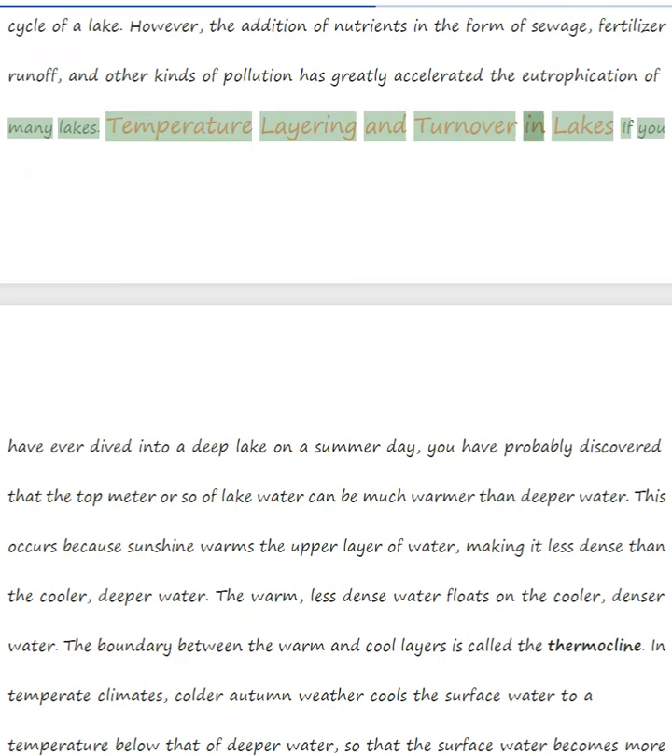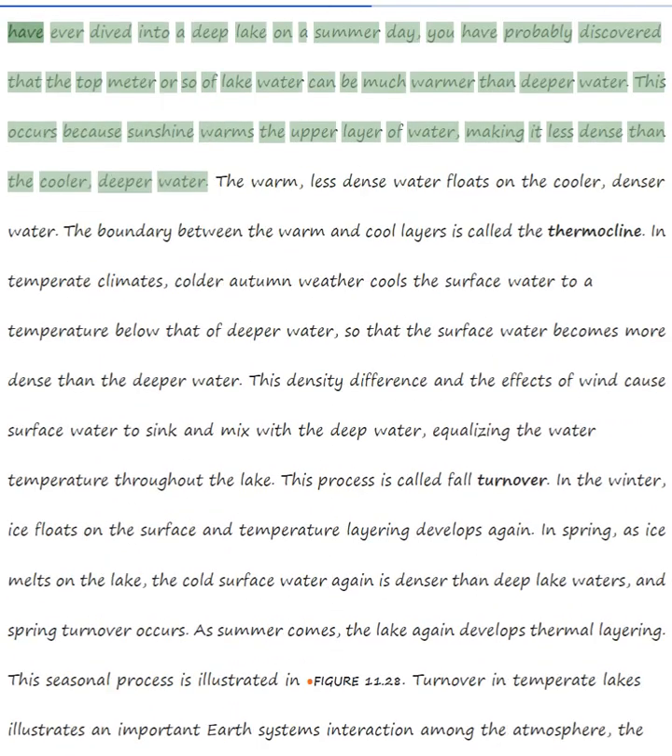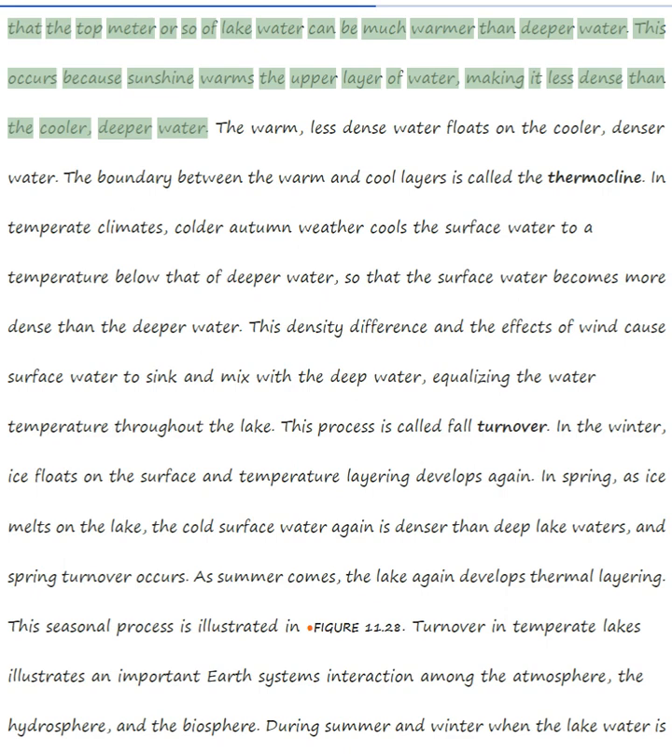Temperature layering and turnover in lakes. If you have ever dived into a deep lake on a summer day, you have probably discovered that the top meter or so of lake water can be much warmer than deeper water. This occurs because sunshine warms the upper layer of water, making it less dense than the cooler, deeper water.